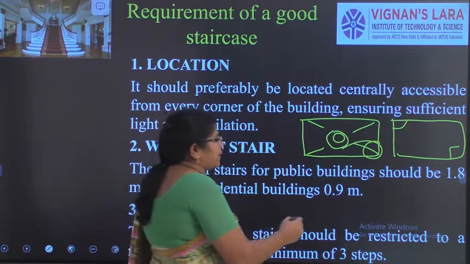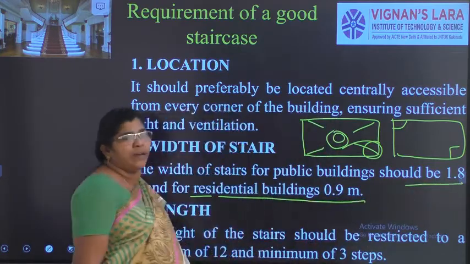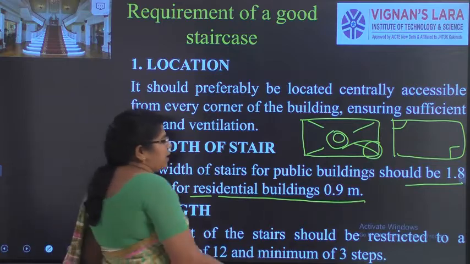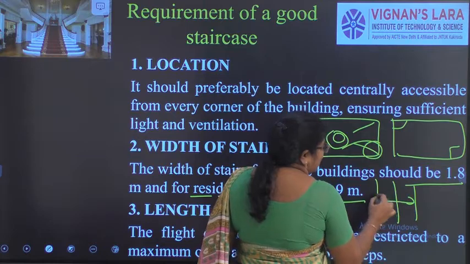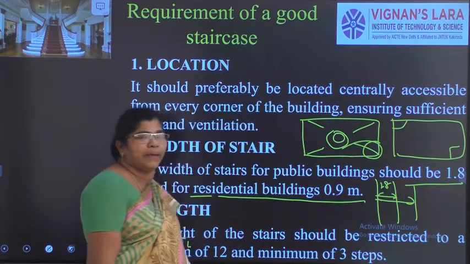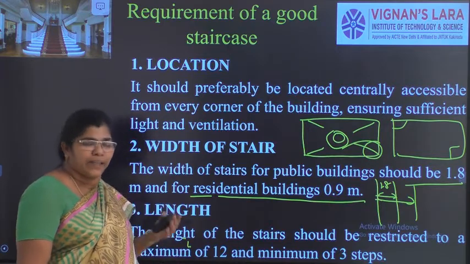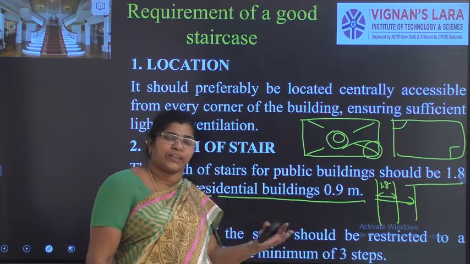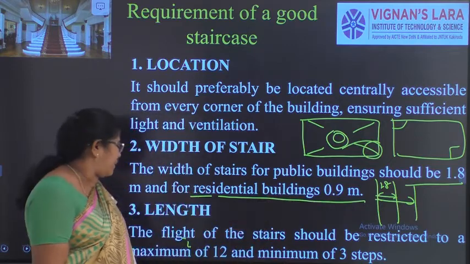Next, the width of the stair. Actually, for a public building, the width should be 1.8 meters, and for a residential building, it can be 0.9 meters. The width is this tread, right? So this width should be 1.8 meters for public buildings. Public buildings include malls, hospital buildings, office buildings or education buildings. For residential apartments or buildings, it can be only 0.9 meters.